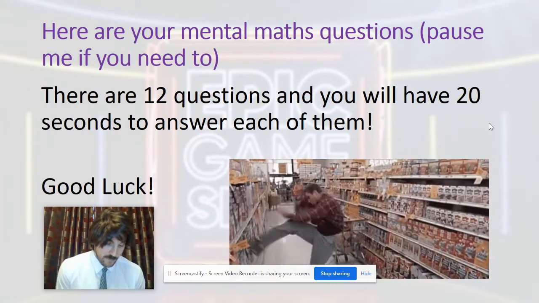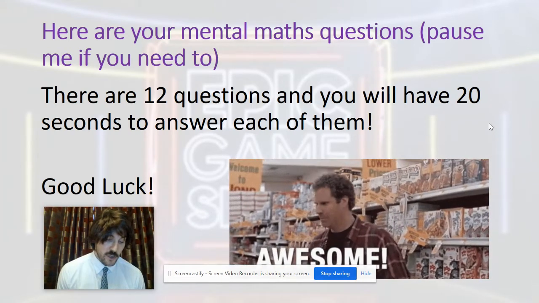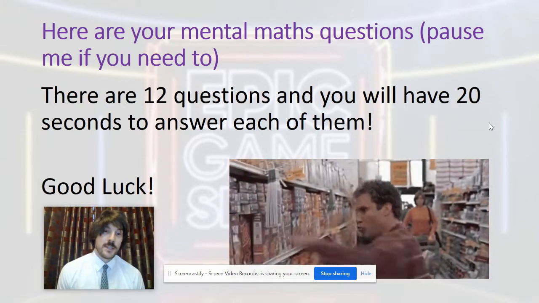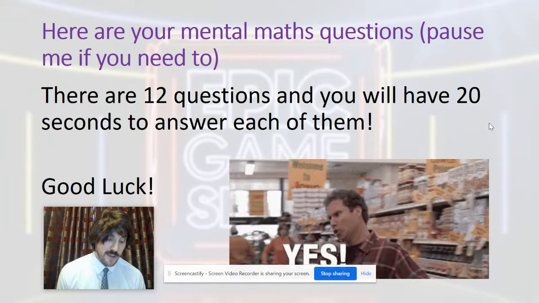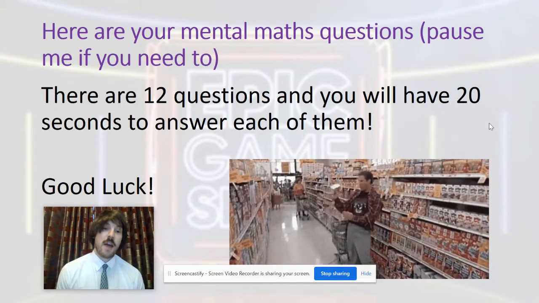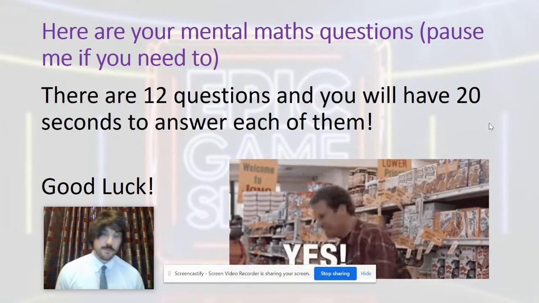Number 4. What is 543 rounded to the nearest hundred?